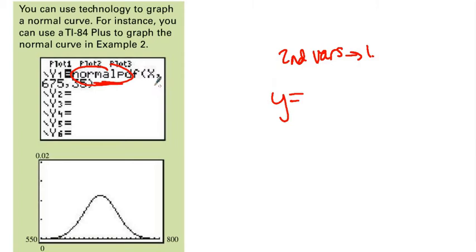In there you would put x, because x is the value that you're graphing. You would put the mean, which is 675, and then you would put your standard deviation, 35, right there. And then you might have to play around with the window. If you press window, you can get it to look a little bit better than it might look at first. Remember, these are the scores right here.